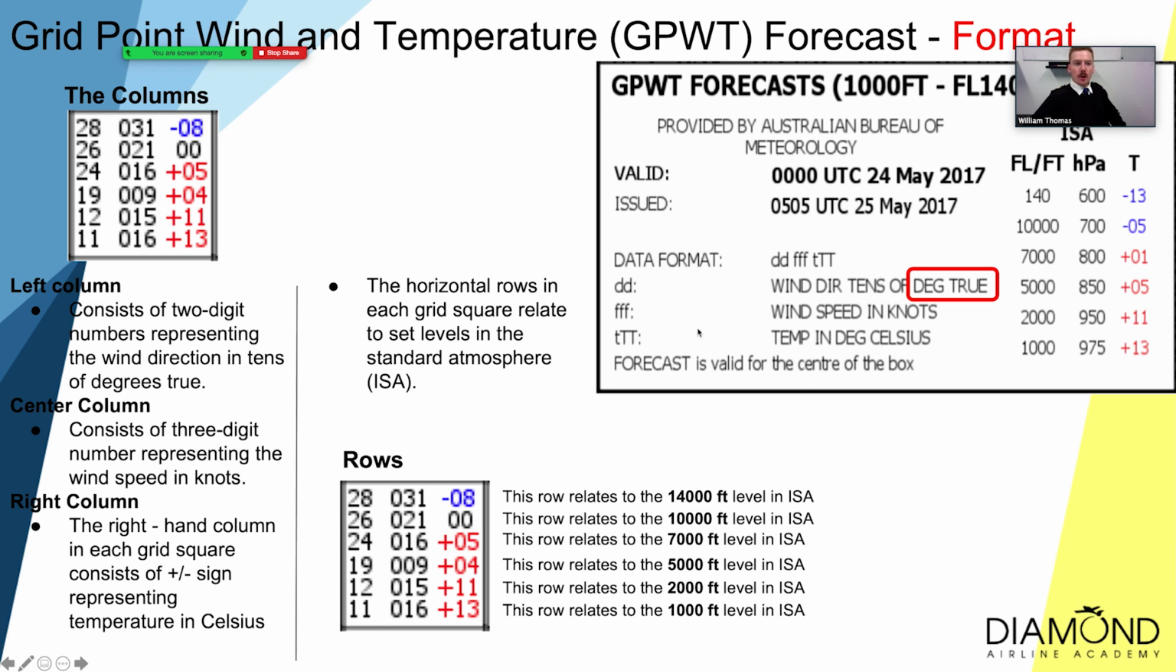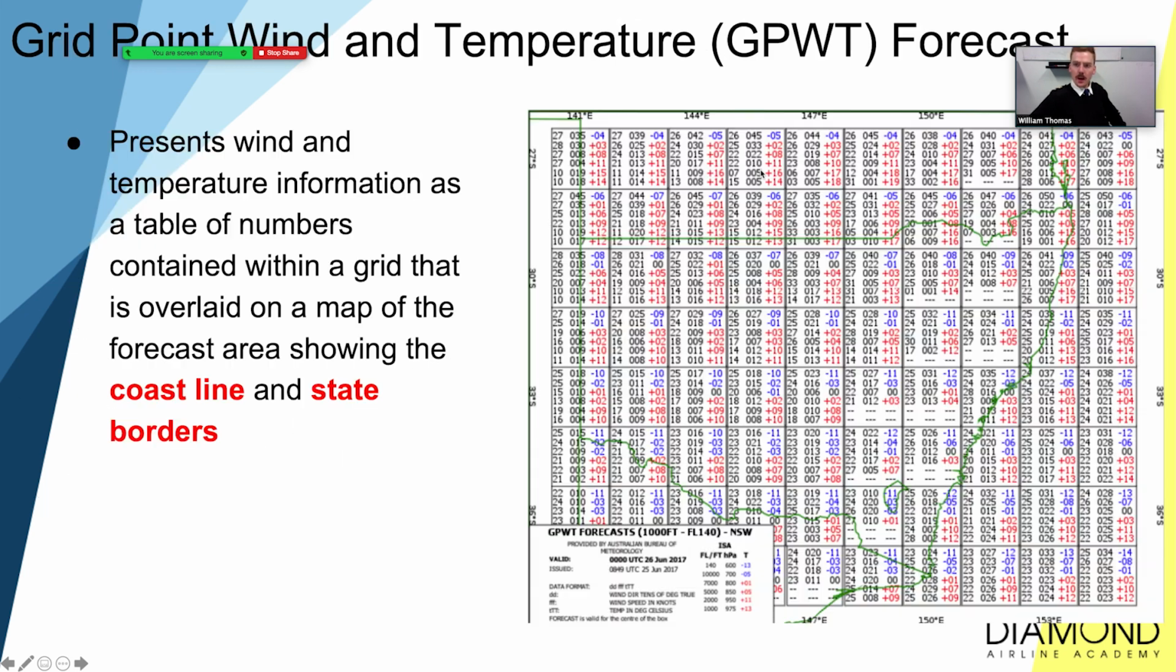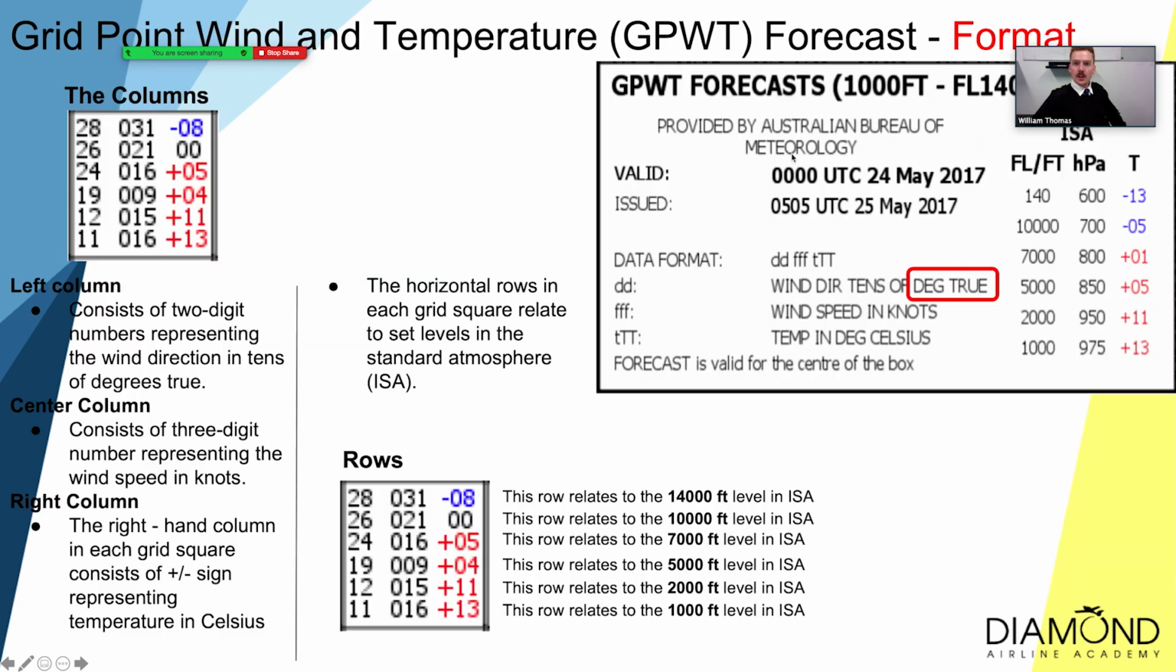All right, what do each of those boxes represent? Well, let's take a look at the key to start with. So this is the key. Back on the previous slide, that's down the bottom left-hand corner. So we see grid point, wind and temperatures. Forecast for 1,000 feet up to flight level 140. Valid from 0000 UTC 24th of May 2017, issued at 0505 UTC on the 25th of May 2017.